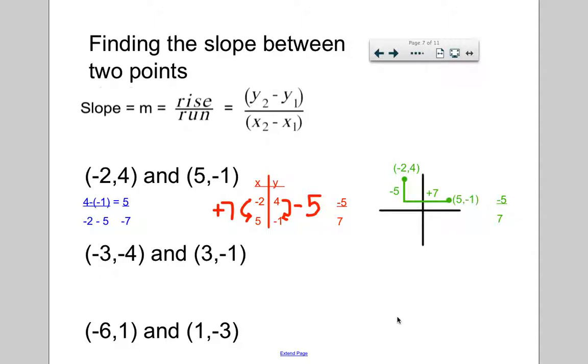So what I'd like you to do is try the next two problems. You can do any of these 3 methods. You do not have to do all of them. Do the one that works for you. So push pause now, try these 2, and then come back.